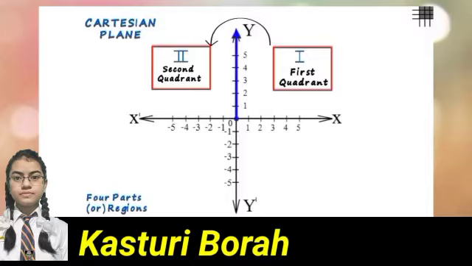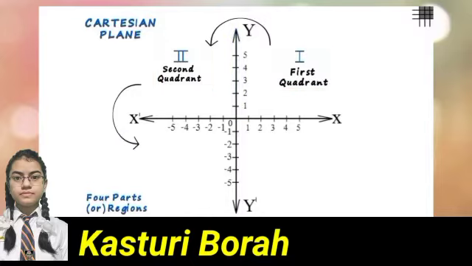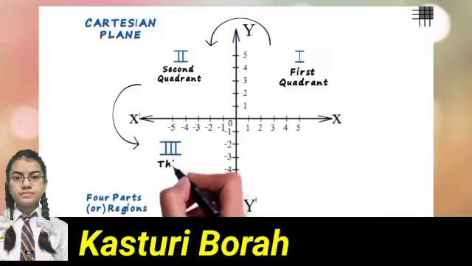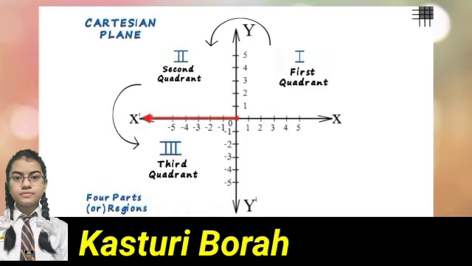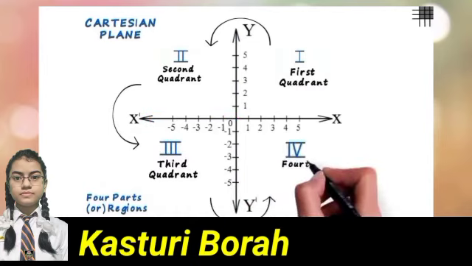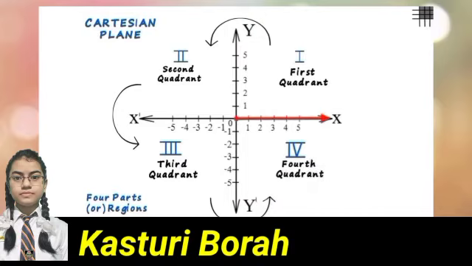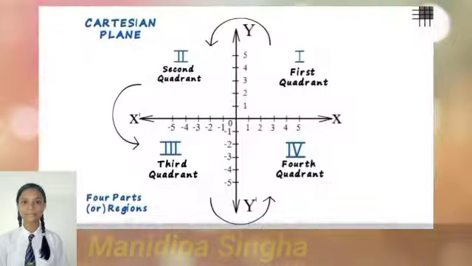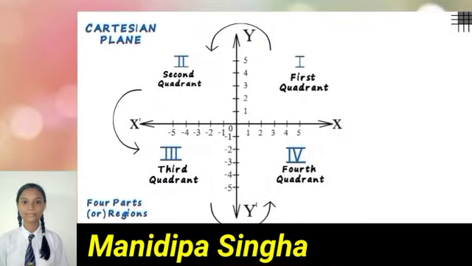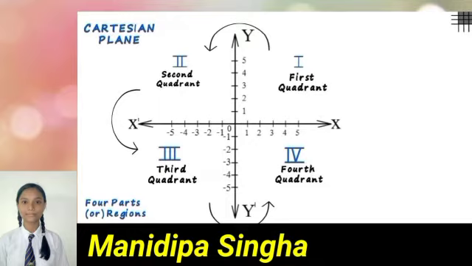Moving in the anti-clockwise direction, this is the third quadrant, where the x as well as the y coordinates are negative. This region is the fourth quadrant. The x coordinates are positive and the y coordinates are negative. Does that mean that every point on the plane will lie in one of the quadrants? Let's mark a few points on the plane and see which quadrant they lie in.